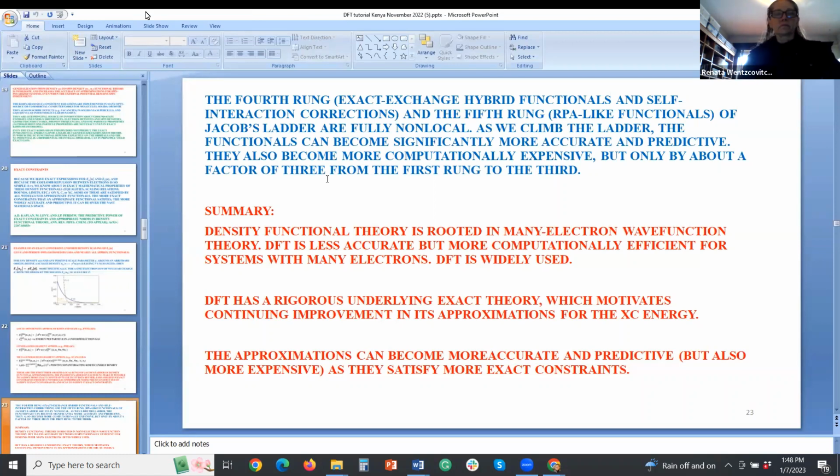Finally, the approximations can become more accurate and predictive over time, but also more expensive, by satisfying more exact constraints. There are still some non-local constraints that could only be satisfied on the fourth or fifth rung. I'll talk about that also in my research talk.